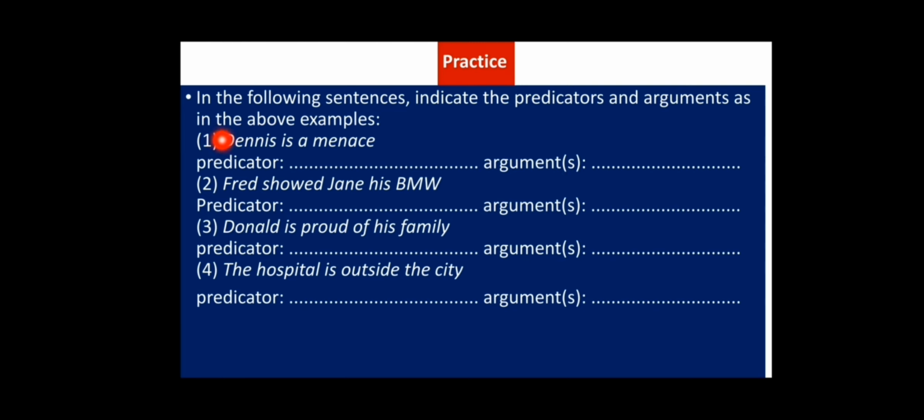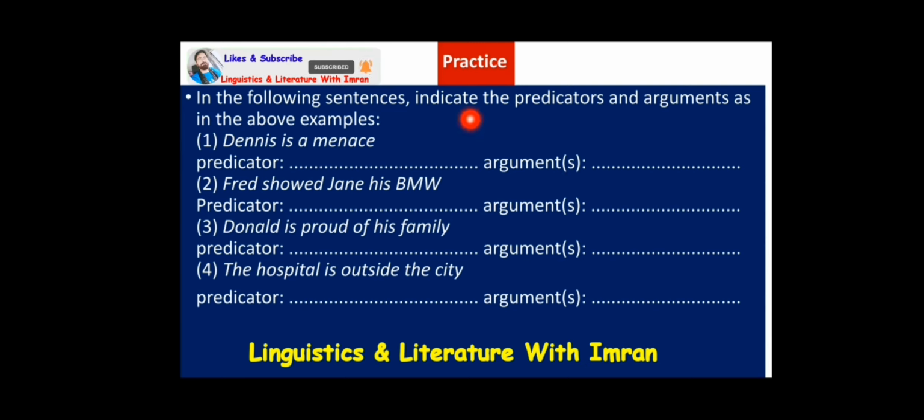Practice. In the following sentences, indicate the predicators and arguments as in the examples we just discussed. Dennis is a manners. So you can see here this sentence has two parts. So what is the argument? Dennis is an argument here. In this sentence we have one argument, that is Dennis, and we have one predicator, that is manners, which is an adjective.